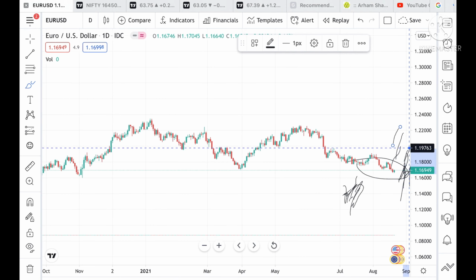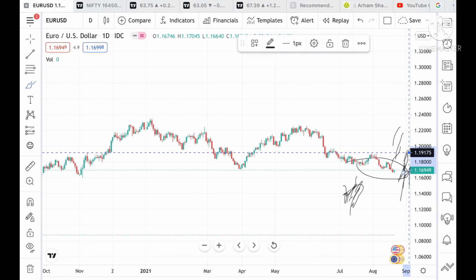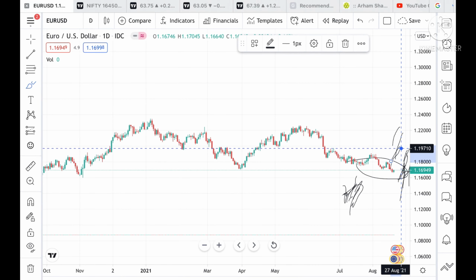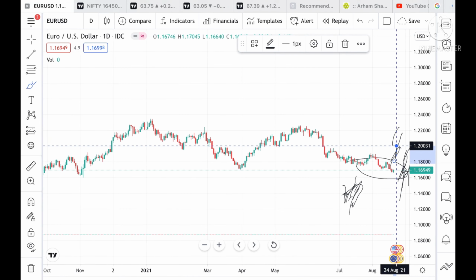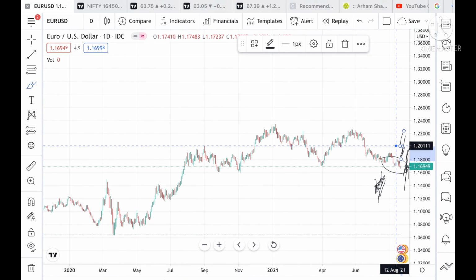As of now it has to move upside above 1.19175, or it has to go above the level of 1.19710, then we can see it can go further high.